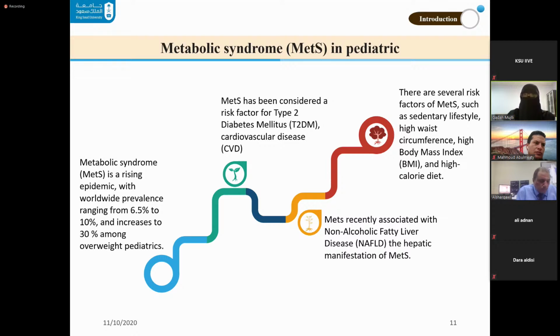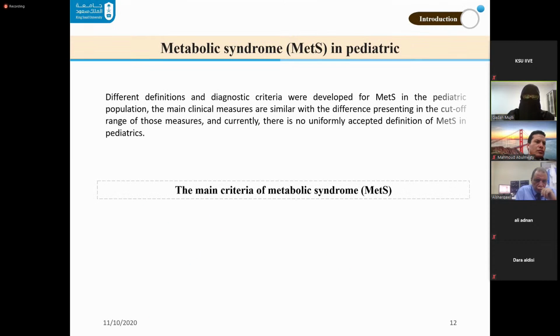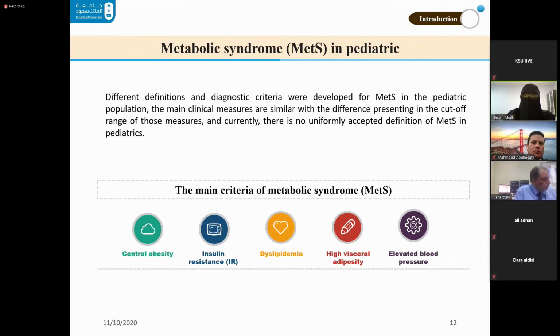It's been considered a risk factor for type 2 diabetes and cardiovascular disease, and it's most recently been associated with non-alcoholic fatty liver disease. There are several risk factors for this disease, such as sedentary lifestyle, high body mass index, and high calorie diet. It has many definitions in the literature for pediatric populations. However, there is currently no uniformly accepted definition of metabolic syndrome in pediatrics. But the main criteria for metabolic syndrome definition are central obesity, insulin resistance, dyslipidemia, high visceral adiposity, and elevated blood pressure.